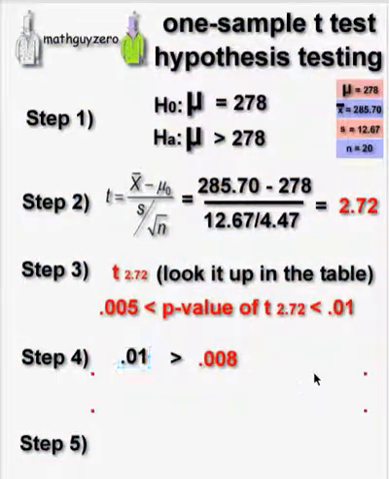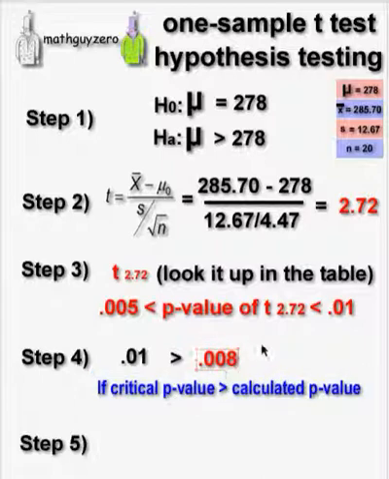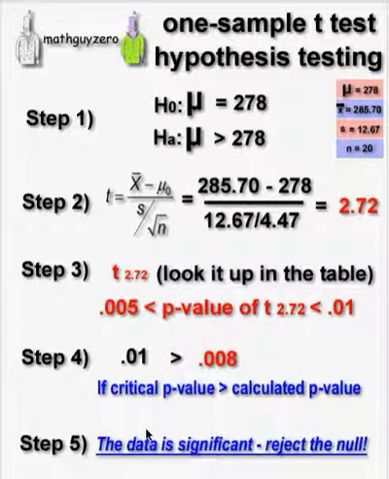The p-value is 0.01. That's a pretty fine line there, but it did in fact come out to be smaller. So this is true. The critical p-value is greater than the calculated p-value. Therefore, we say that the data is significant at the 0.01 level, and therefore we reject the null. That's all there is to it.